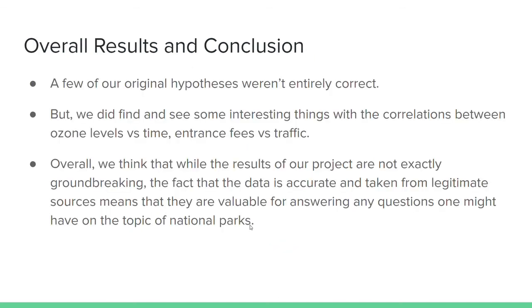So to sum it all up, a few of our original hypotheses, like that there would be strong and visible correlations between traffic and acreage or between traffic and fees, weren't entirely correct. But we did find some interesting things with the correlations between things like ozone levels versus time and entrance fees versus traffic. So overall, we think that while the results of our project weren't exactly groundbreaking, the fact that the data is accurate and taken from legitimate sources means that they are valuable for answering any questions one might have on the topic of national parks.